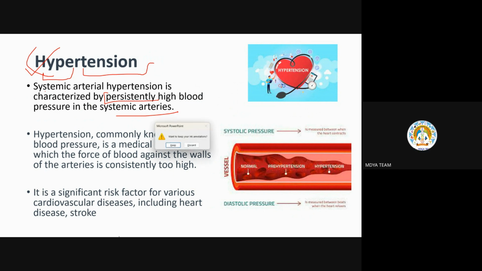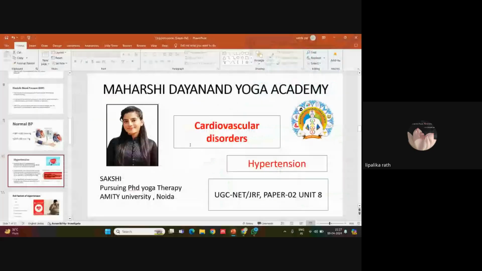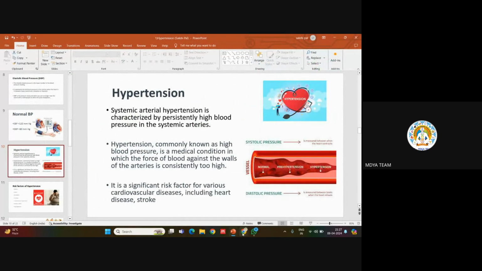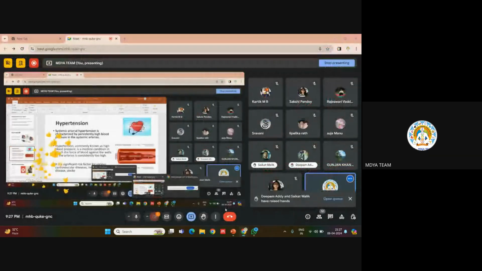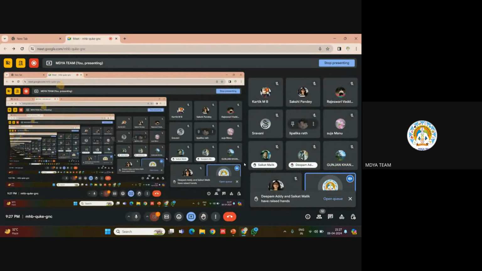Who is saying left, and who is saying right? Left ventricle. Someone is saying right. I said right, ma'am, but I made a mistake. Okay, so where is right? From the right ventricle, where does blood go?